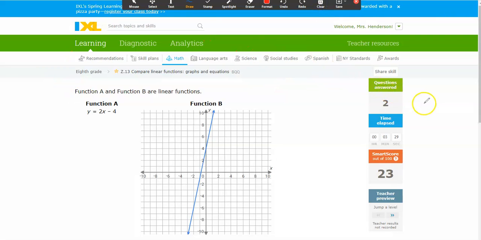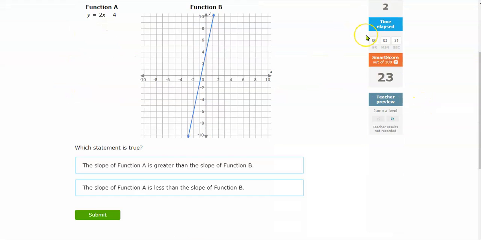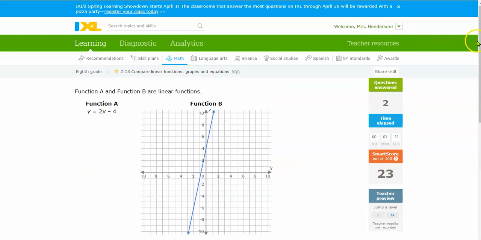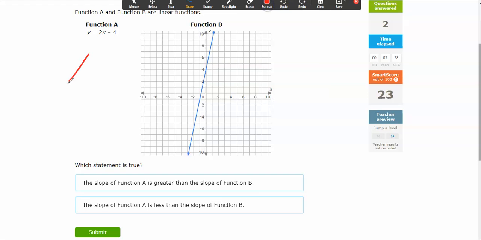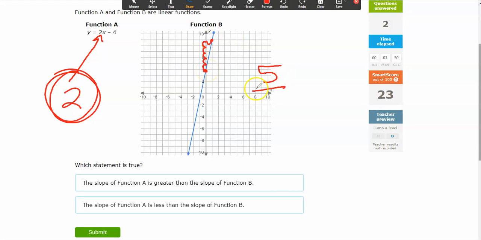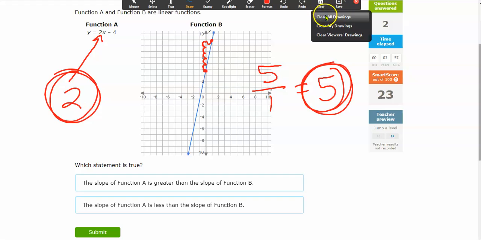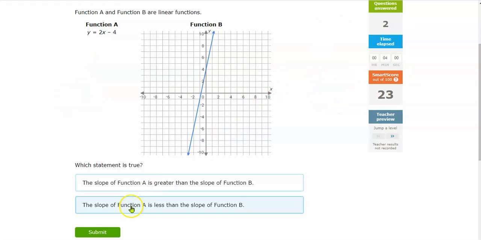All right, let's take a look at this question now. This question is the same type of question. It's asking for the slope of function a. So the slope of function a is the coefficient, so that's a 2. The slope of function b requires some perfect corner points, which is a little higher this time. Looks like I have to go 1, 2, 3, 4, 5 up, 1 over. So 5 over 1 is the same as 5. And 2 is lower than 5. Since 2 is lower than 5, that means the slope of function a is less than the slope of function b.